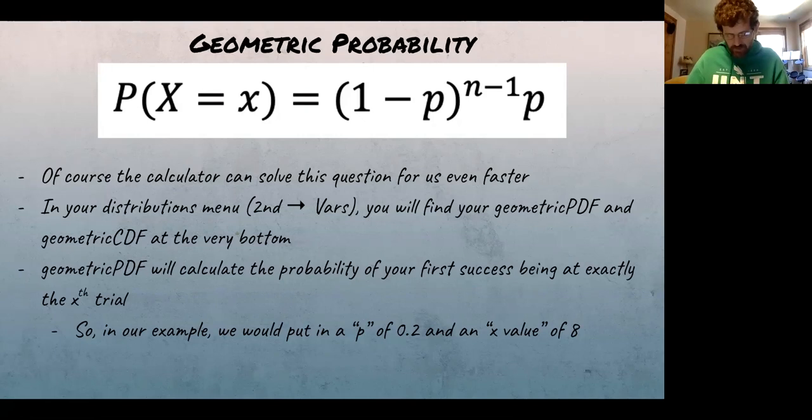I've got a 20% chance of making it. That's 0.2, and I've got 8 as the X value that I want to see if I can make it. And of course, when I calculate that, I get the exact same number. If you plug both calculations into your calculator, you can see it's the same exact number. So a little more straightforward.